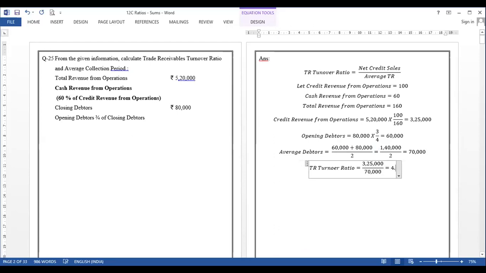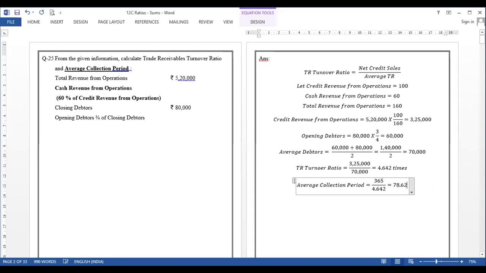4.642 times. Okay, fine. Next, I need to calculate the average collection period. The formula is the number of days in a year divided by the trade receivables turnover ratio. So 365 to be divided by 4.64 gives 78.62. So we can write it as 79 days. That's all. Okay, continuing ahead now.